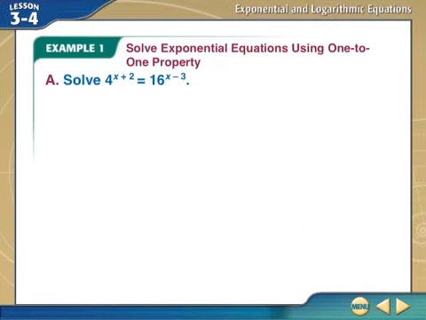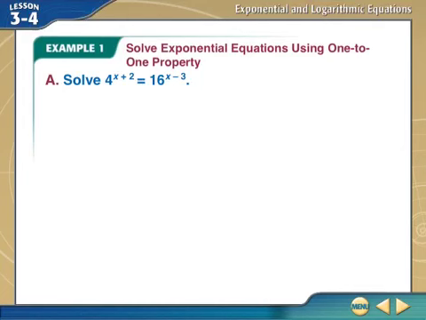Now, in example 1, we're going to solve exponential equations using the one-to-one property. In example 1, part A, we're asked to solve 4 raised to the x plus 2 is equal to 16 raised to the x minus 3. We want to know what value of x makes those two exponential functions equal to each other.